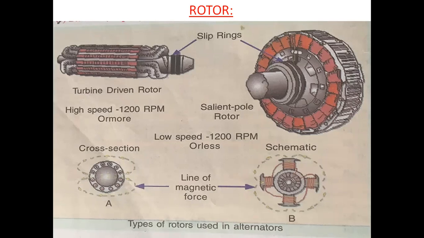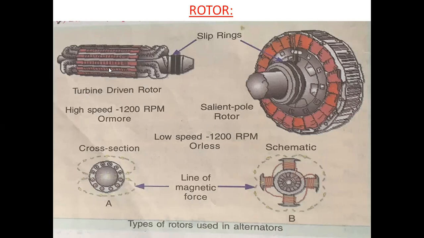See here, this is the axial length, and this is the diameter. If you see the difference between these two, you can know which is the salient pole rotor. This one is the salient pole rotor. The diameter is more and the axial length is short. In this picture you can see the axial length clearly. This long length is the axial length, and this circle is the diameter.